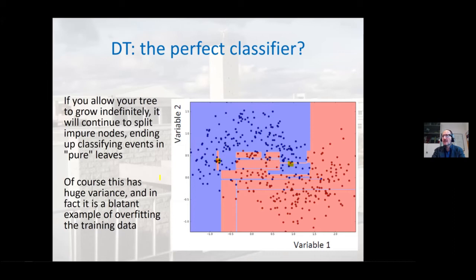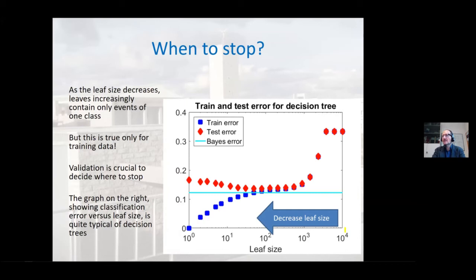So you have a diagram like this, where if you decrease the size of the leaf, so the amount of data that you have in each leaf, you will have an error which decreases, because it will classify better and better. You continue to decrease the training error. But at some point, the test error, the validation error, if you want, will start to increase again. So you have to decide where to stop the training, okay? And this is what you typically look at when you are doing this kind of application.